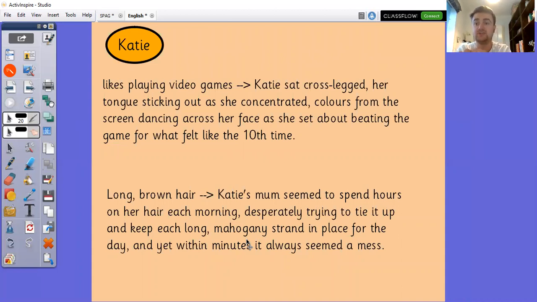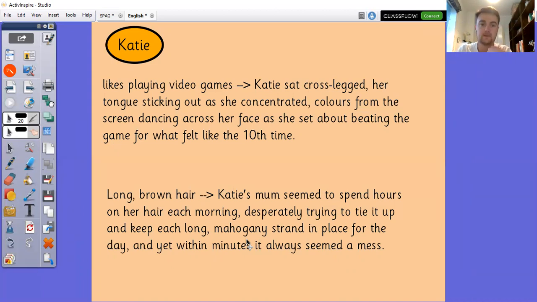We can see that the concentration shows that she's really interested in it. The colours from the screen dancing across her face is just quite nice, a visual representation. It's personification as well, because colours wouldn't actually dance. That's something that people would do. The fact that she's beating the game tells us that she's really good at the game. And the fact it's for the 10th time, again, tells us how much she enjoys doing it, that when she's done it once, she's happy to go through and do it again.